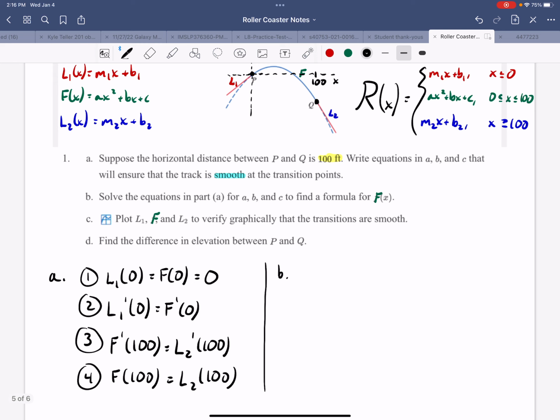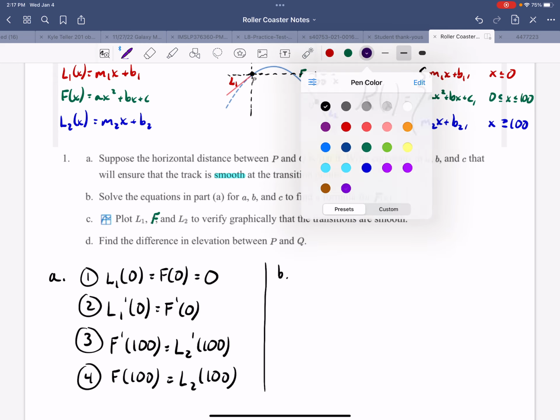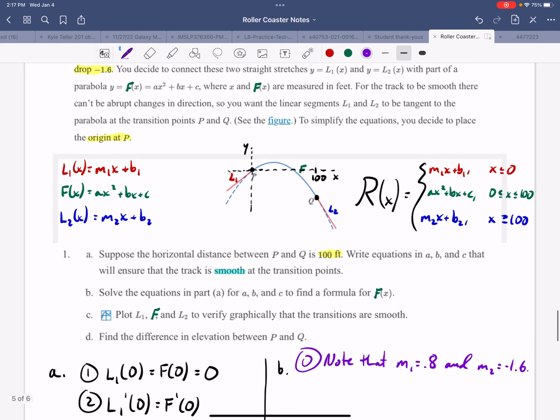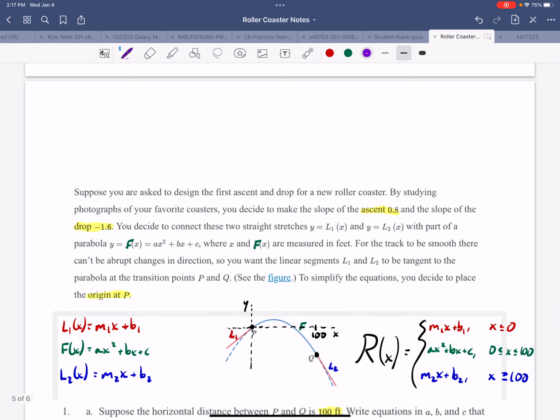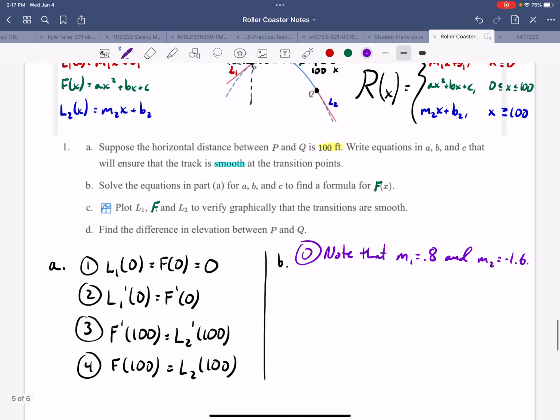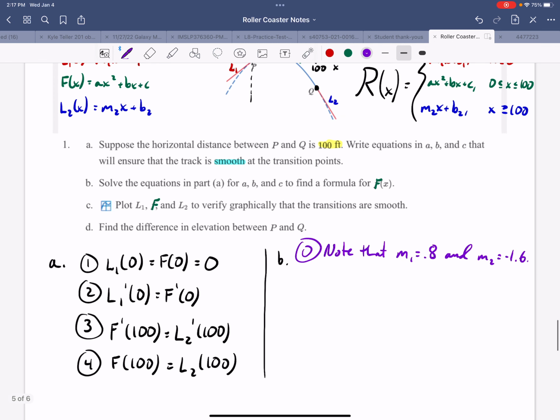So first, let's put in a step 0. Step 0 says, note that m1 equals 0.8, and m2 equals negative 1.6, right? That was based off of that highlighted stuff. So we get that for free.